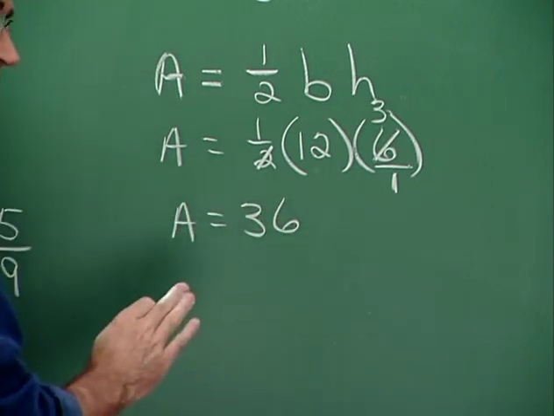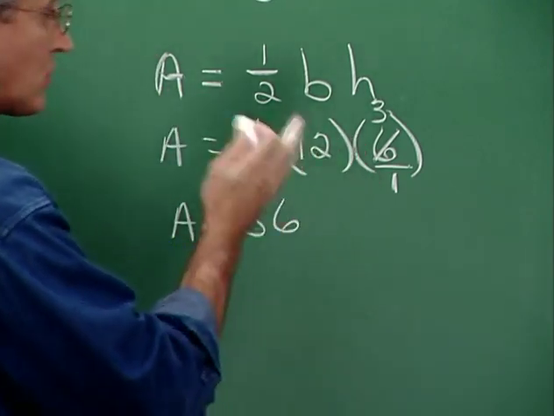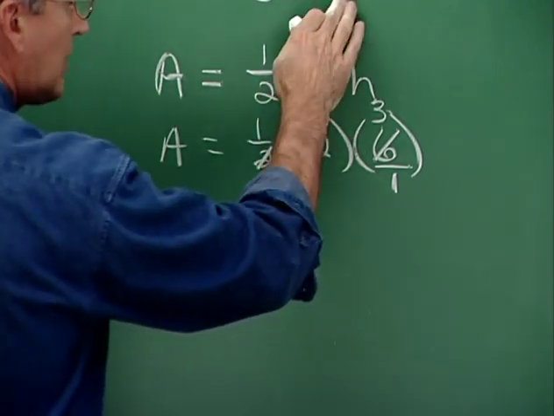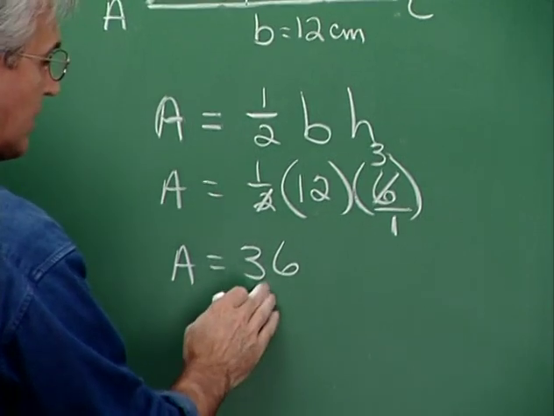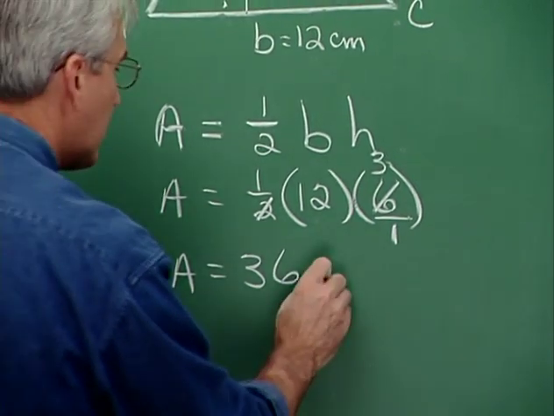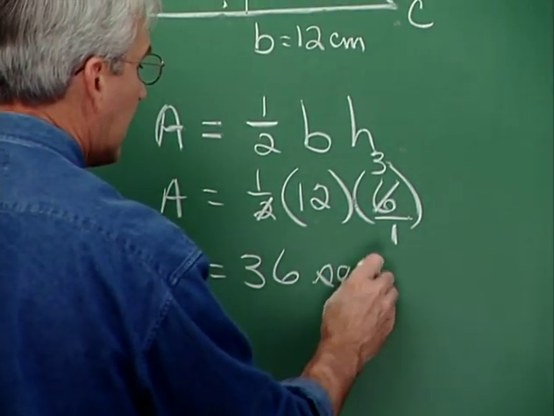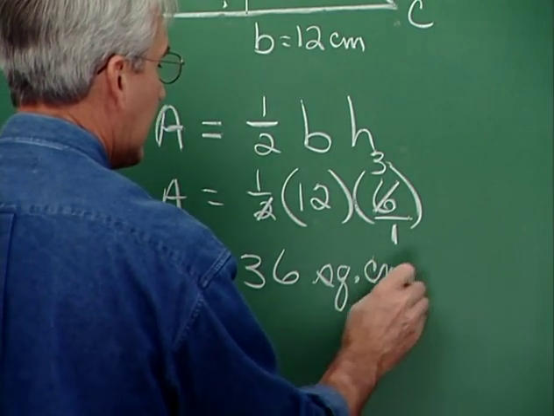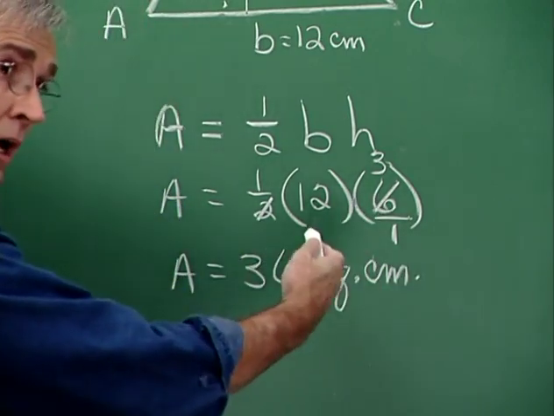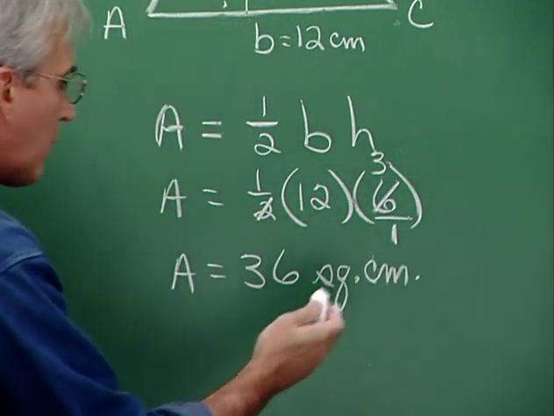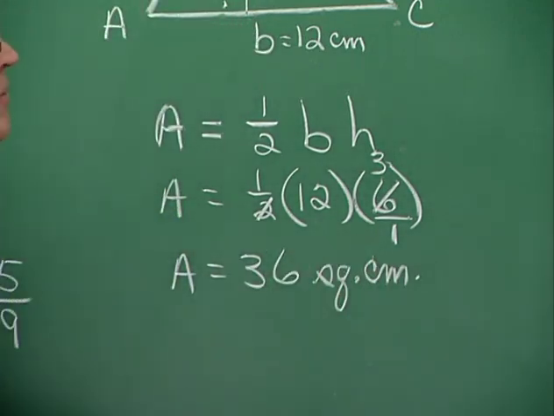Now the correct unit of measure, remember when dealing with area, is square measure. And we were talking about centimeters here, so we're talking about 36 square centimeters. And we can indicate that in a couple of different ways, and I'll indicate it this way. We could use cm with a little squared symbol if we want to, but I kind of prefer this.